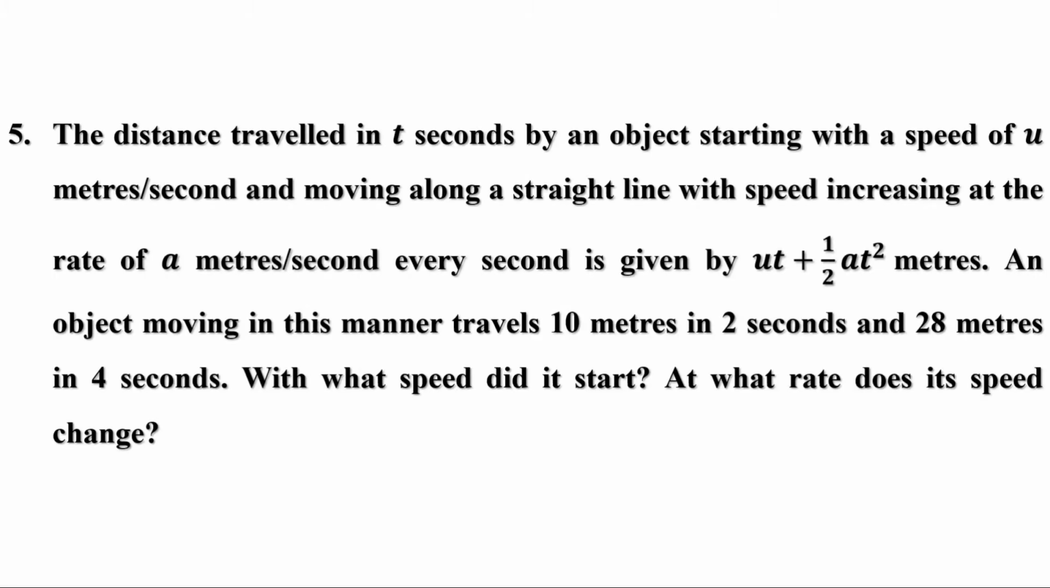There was a homework. The distance traveled in t seconds by an object starting with a speed of u meters per second and moving along a straight line with speed increasing at the rate of a meters per second every second is given by ut plus half at square meters. An object moving in this manner travels 10 meters in 2 seconds and 28 meters in 4 seconds. With what speed did it start? At what rate does its speed change?